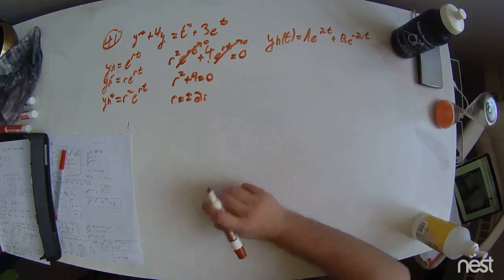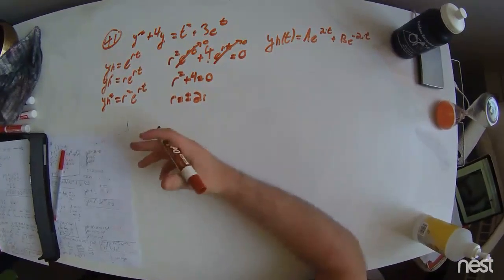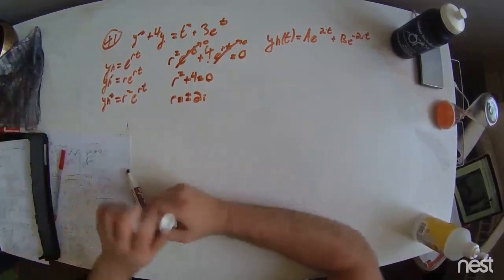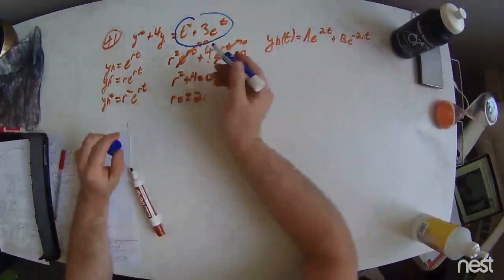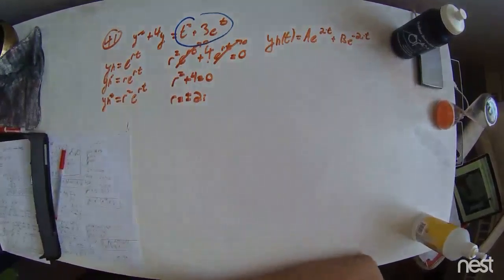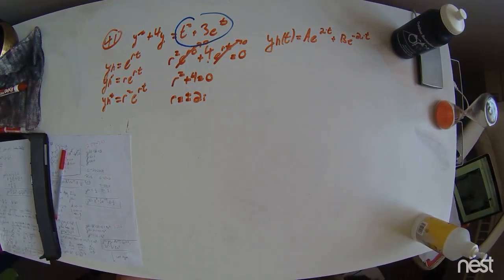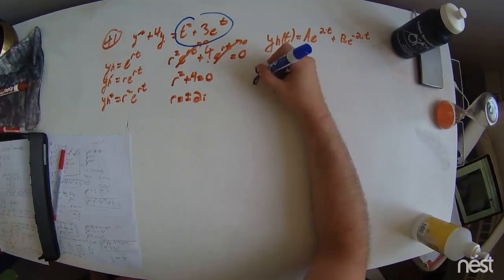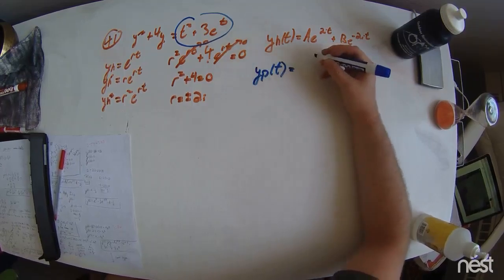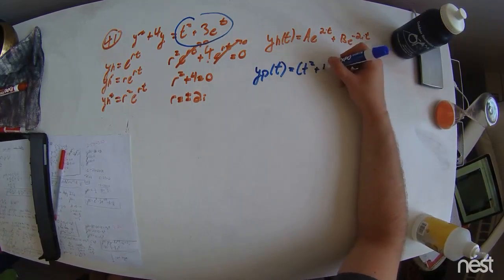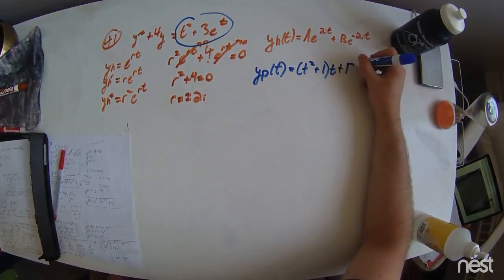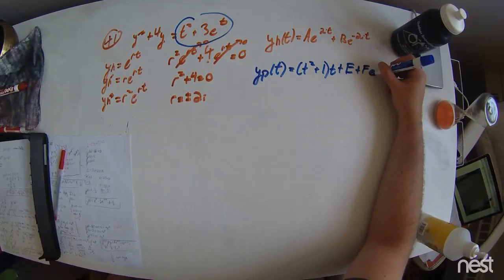Now we have to find a particular solution for this forcing function we have up here. We have t squared plus 3e to the t. We assume, therefore, a summation of the power solutions, t squared, t, some constant, and the next best solution, 3e to the t, or some constant times e to the t. In particular, our guess will be c t squared plus d t plus e plus f e to the t.